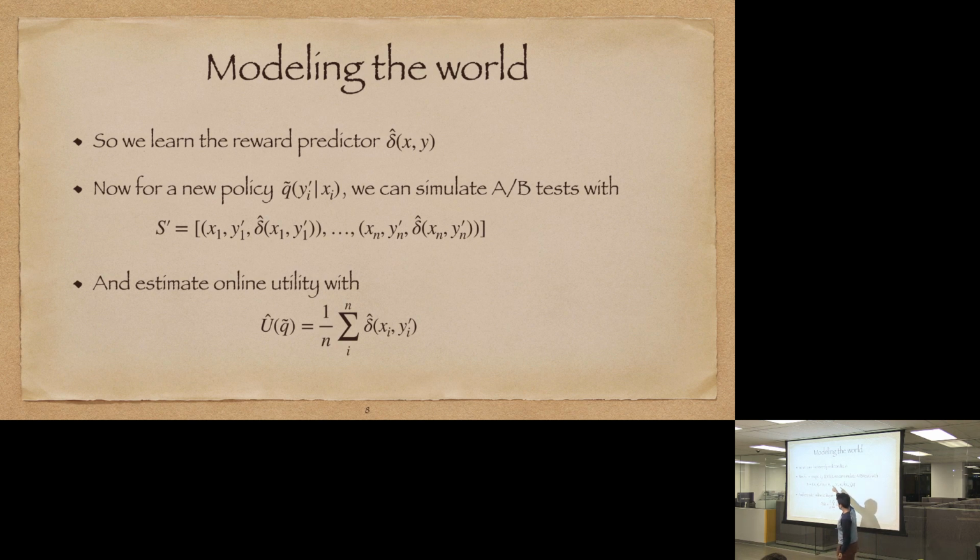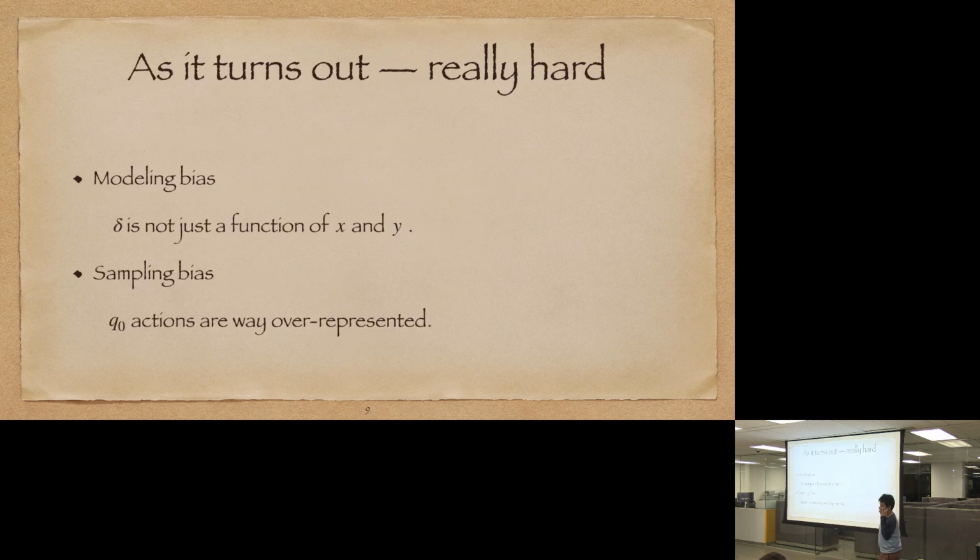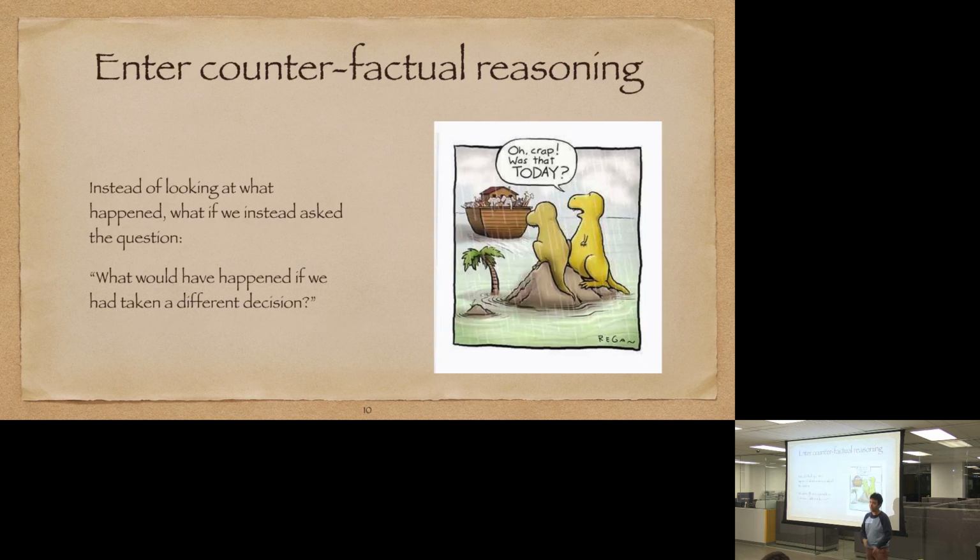Because for any new algorithm Q tilde, you can just generate the Y primes. Like that's going to be your arbitrary feeds. And because you have a reward predictor, you can just simulate that. And you can compute the A/B tests offline. This has problems because a reward predictor is actually really hard to estimate because of modeling bias and the sampling bias, which is the biggest problem. Because your data only ever saw outputs of your Q null, of your algorithm that was in production before.